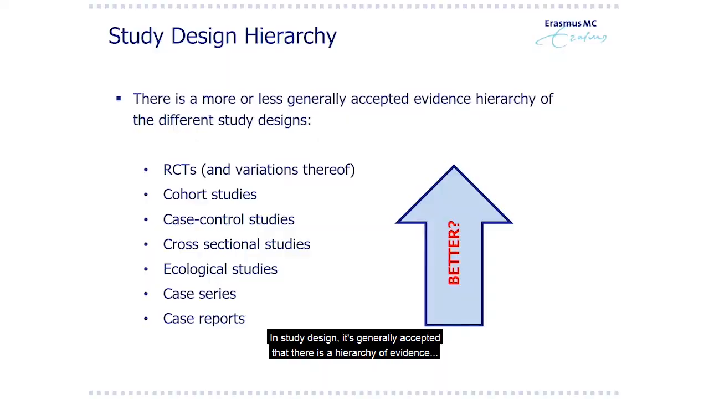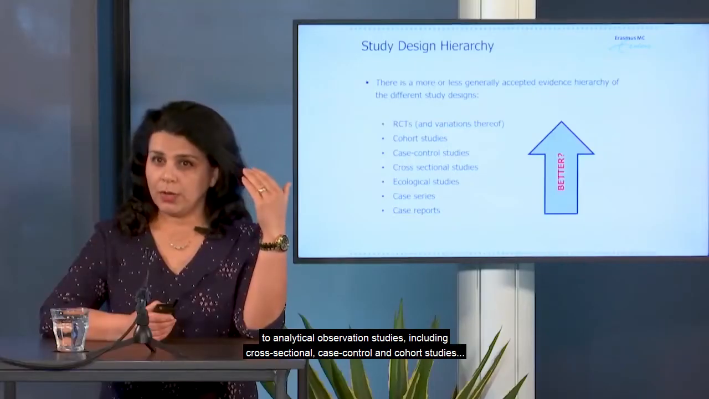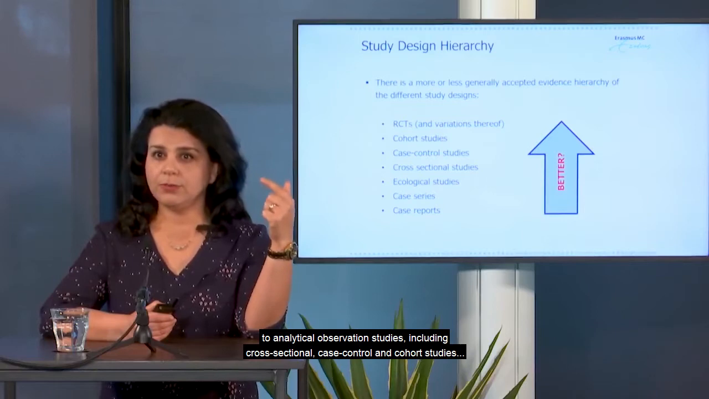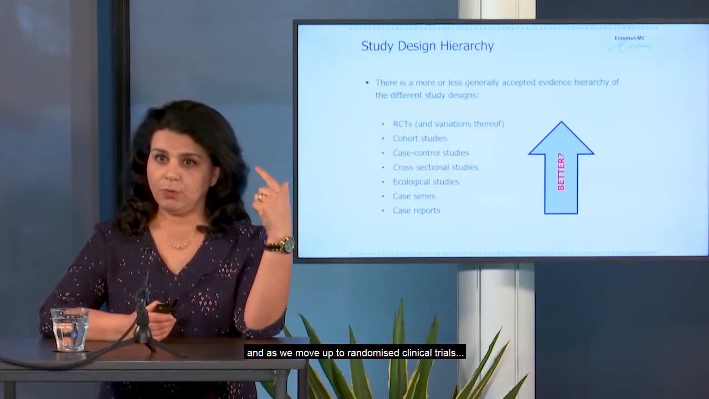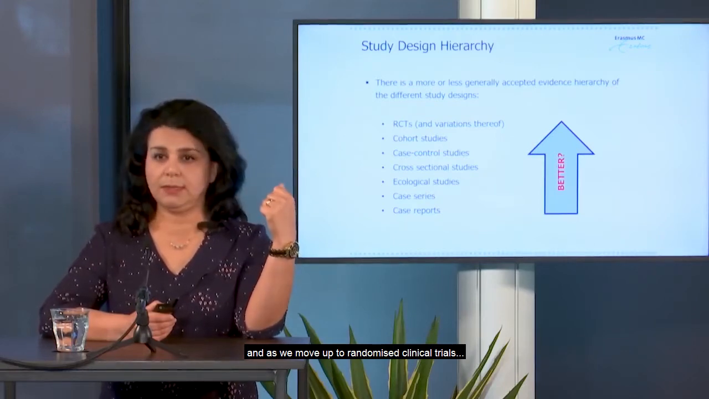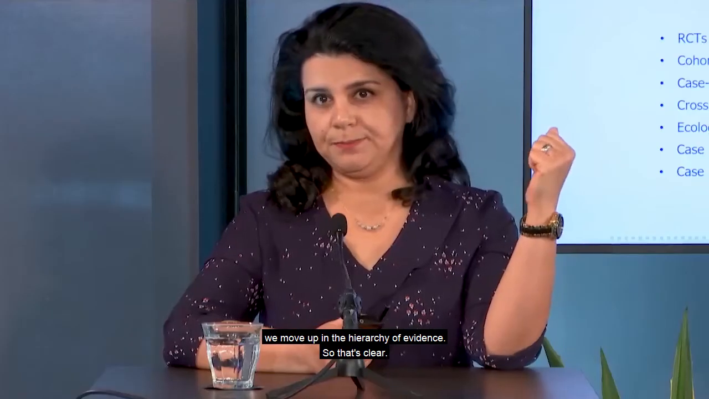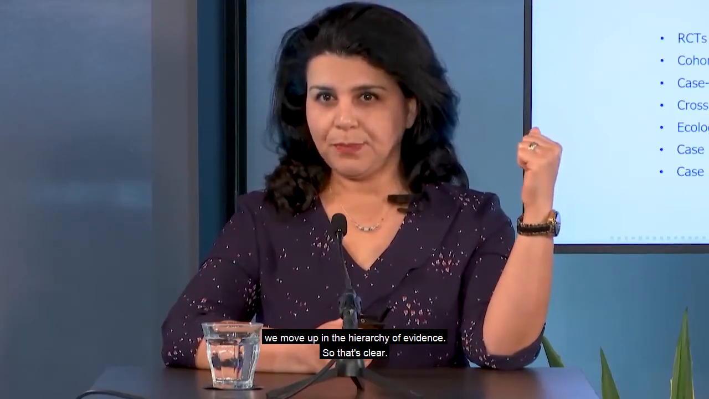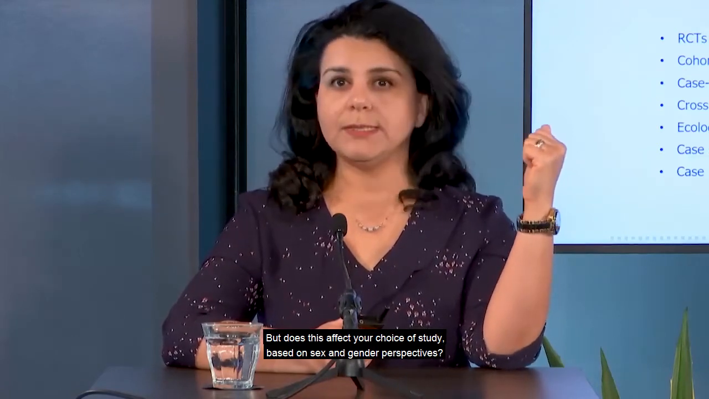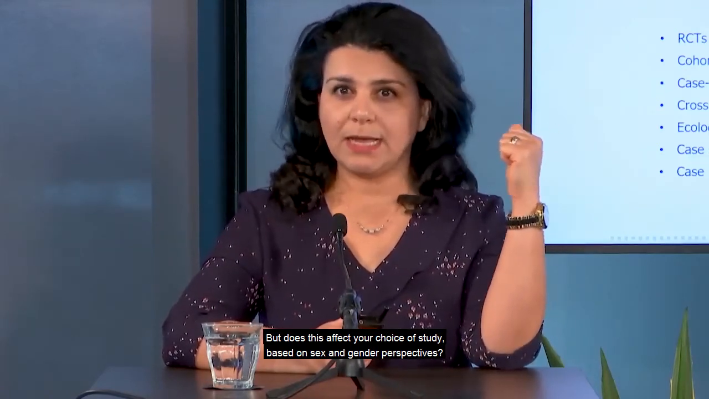In study design, it's generally accepted that there is a hierarchy of evidence based on the type of study design, meaning that as we move from case report and case studies to etiological studies to analytical observational studies, including cross-sectional, case control and cohort studies, and as we move up to randomized clinical trials, we move up in the hierarchy of evidence. So that's clear. But does this affect your choice of the study based on sex and gender perspectives?